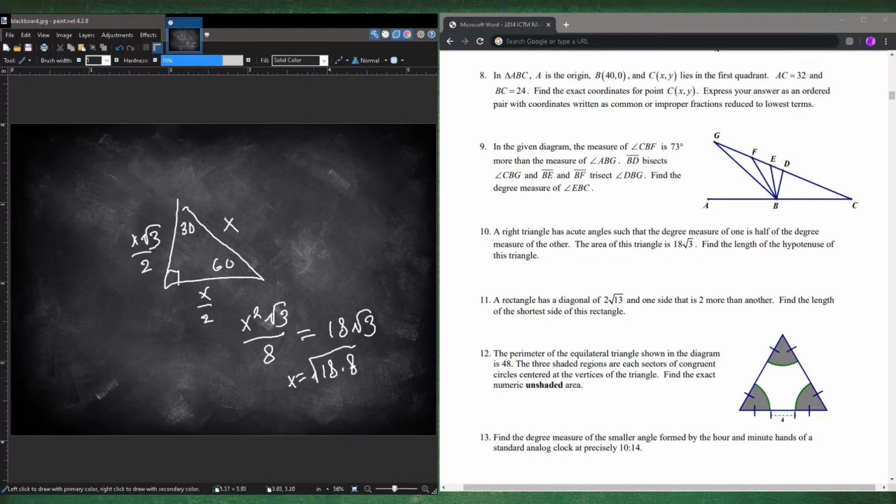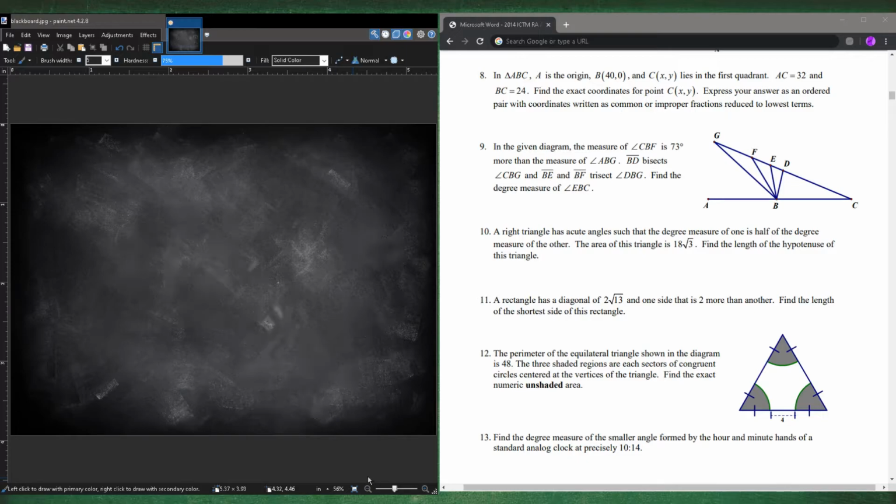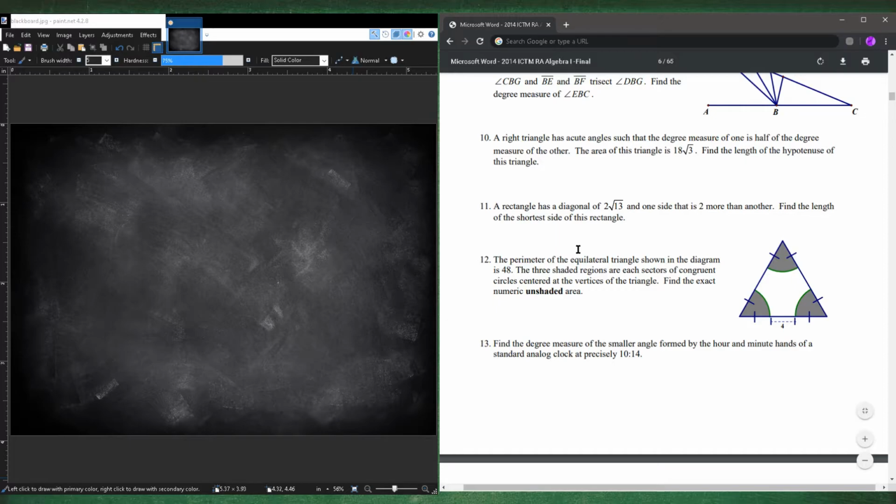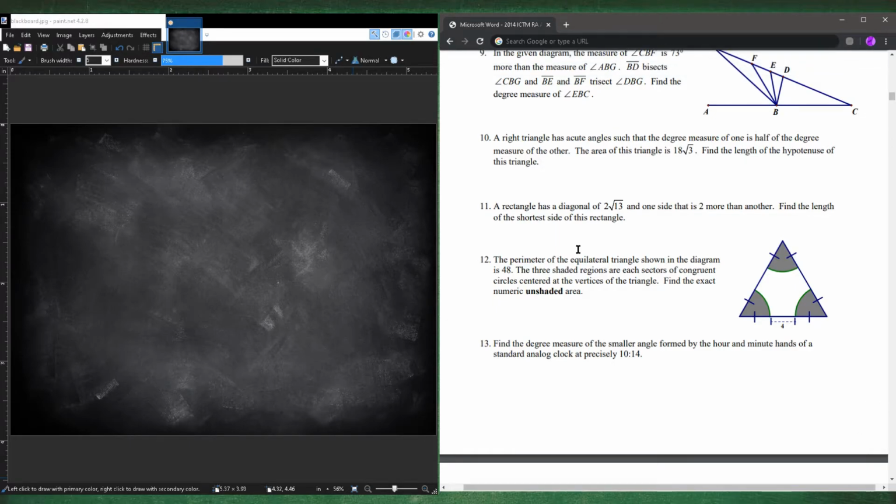So 18 times 8, and the square root of that is 12. So x is 12. That means our hypotenuse is 12 because that's what we defined it as. Okay? It should be a pretty simple question if you know your special right triangles, which is like the 30, 60, 90, the 45, 45, 90.